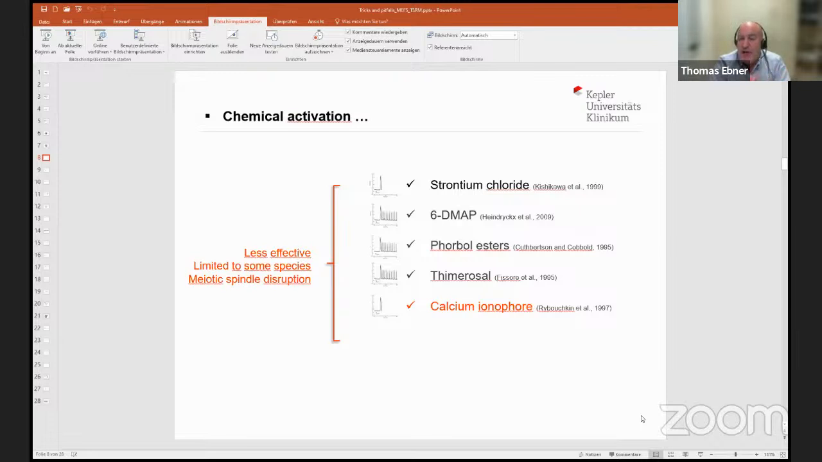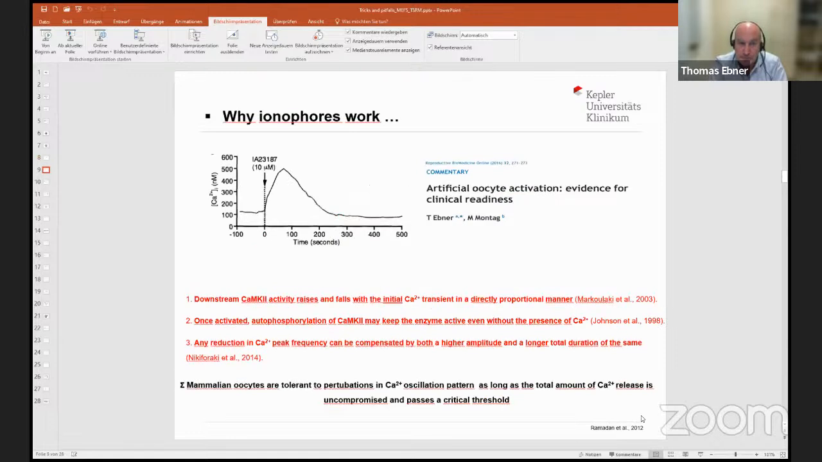And calcium ionophores have been tested in great detail before. So why do ionophores work at all? If you see here, there's only one single peak. So no single oscillation pattern comes from an ionophore. And the reasons are here in red.